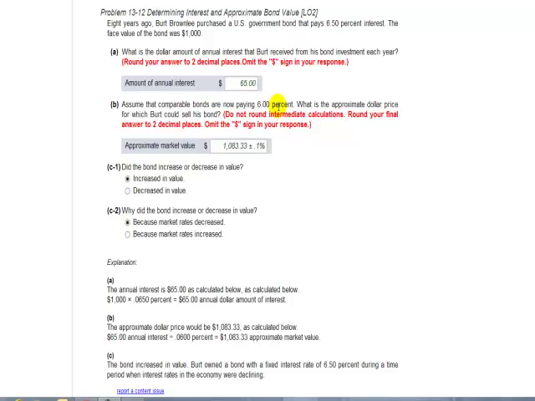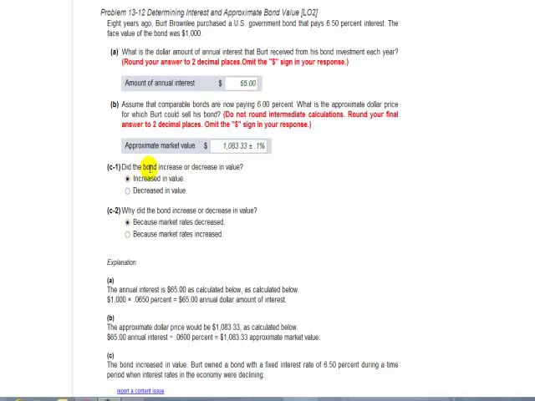So let's see if we can figure out how much that bond should sell for to equate to the current 6% interest rate. The way you would figure that is you take the annual interest of $65 on the bond and divide that by the current interest rate, which is 0.0600, and that means that the approximate price that bond should sell for would be $1,083.33.